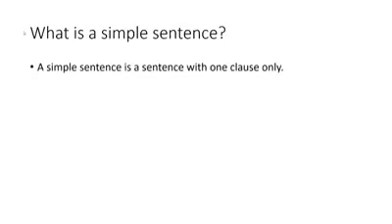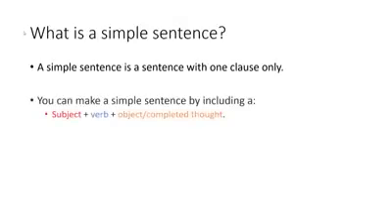So a simple sentence is a sentence with one clause only. You can make a simple sentence by including a subject plus a verb plus an object or a completed thought. So very simply, I teach English. I, the subject, is me, teach is the verb, and English is the object or completed thought. So one clause only, and keeping it very simple.